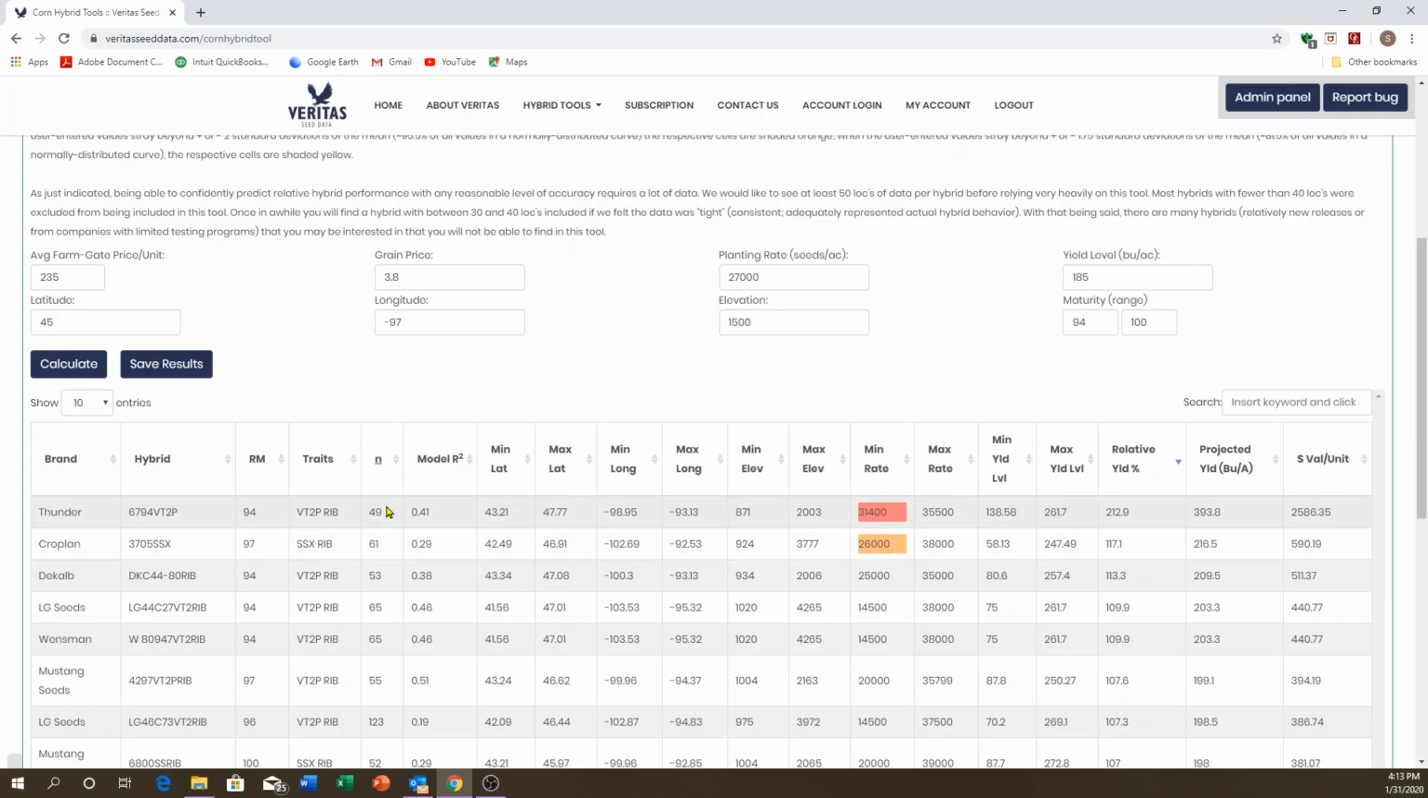I have 49 locations, and I would say for me to be really confident that I've got good predictive ability with one of my algorithms, that I need to probably have 50 locations.